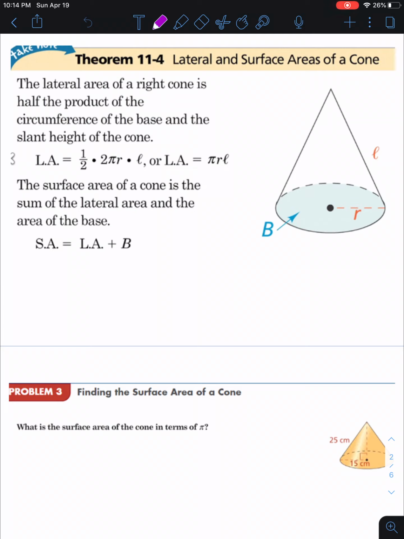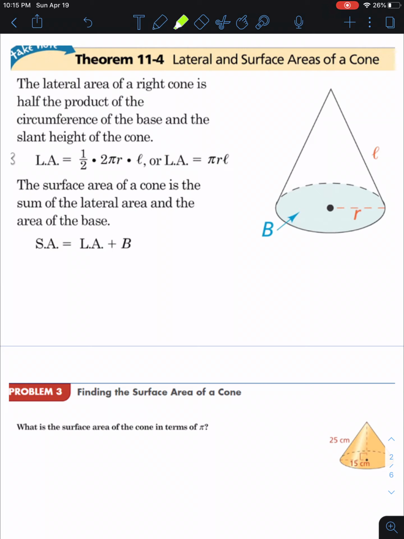The cone that you have pictured in front of you, screen 1, shows the lateral area of a right cone. That means that if I was to take a line and draw it down here, this would be a right triangle with the lateral surface, the lateral height, and the radius. So we would make a right triangle, and that makes it a right cone.